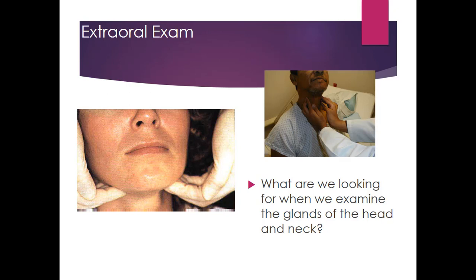So what are we looking for when we examine these glands? We are looking for enlargement. We are looking for tenderness. We are looking for symmetry. We want the gland to be symmetrical on both sides. And we are also looking for any lumps or bumps. So generally a gland should feel soft and movable.